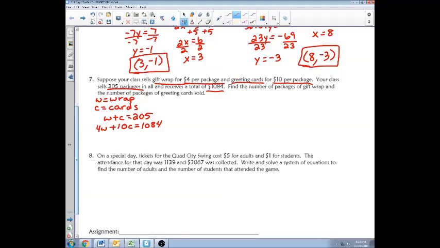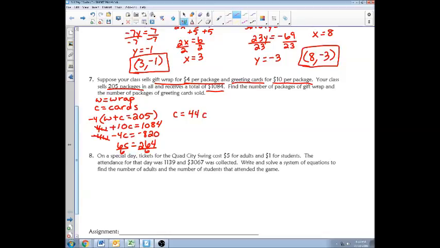What I need to do is go ahead and use my elimination method. So I'm going to multiply the top equation by -4 because my bottom equation has a positive 4, right? So I'd have -4W minus 4C equals -820. The 4W's would cancel, so it's positive 10C minus 4C, so it would be 6C, is equal to 1,084 minus 820, which would get me 264. So I would have to divide by 6 on both sides. So C would equal 44.